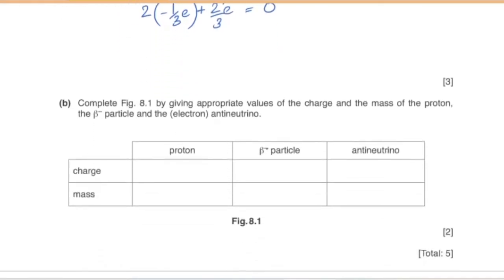Part B, complete figure 8.1 by giving appropriate values of the charge and the mass of the proton, the beta minus particle, and the electron antineutrino. So the charge of a proton is +e, the charge of a beta minus particle is -e, and the antineutrino does not carry any kind of charge. The mass of the proton in kilograms is 1.6 times 10 to the power of -27 kilograms. That of the beta minus particle is very low, that is 9.1 times 10 to the power of -31 kilograms, and the antineutrino has a negligible mass, or 0 mass.